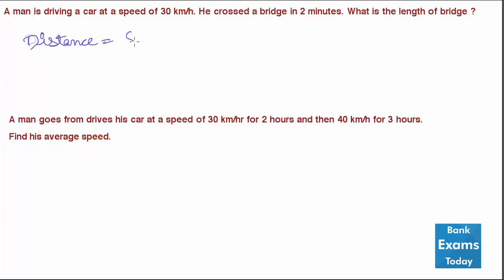speed multiplied by time. So here the speed is 30 and the time is, if the speed is given in 30 kilometers per hour, you have to convert minutes into hours. So 2 divided by 60, so it comes out to be 1 kilometer, and 1 kilometer is our answer.